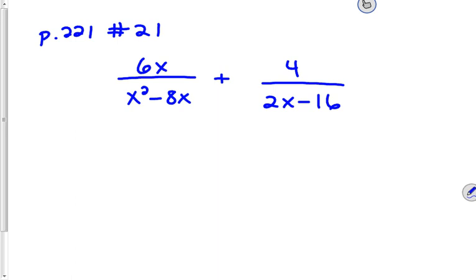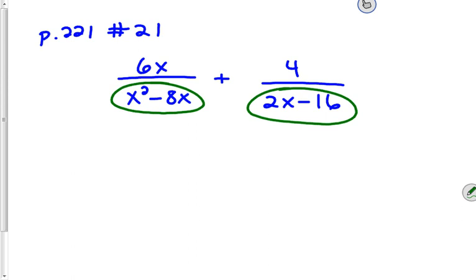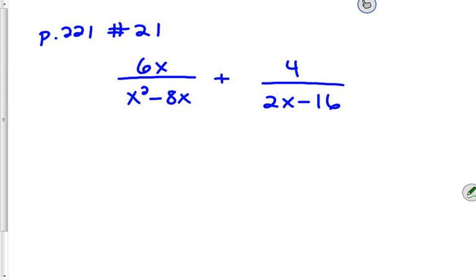All right, so number 21. We're adding rational expressions here, so we obviously need a common denominator. I see that the denominator on the left here can be factored, and actually the denominator on the right can be factored. So that's going to be my first move.